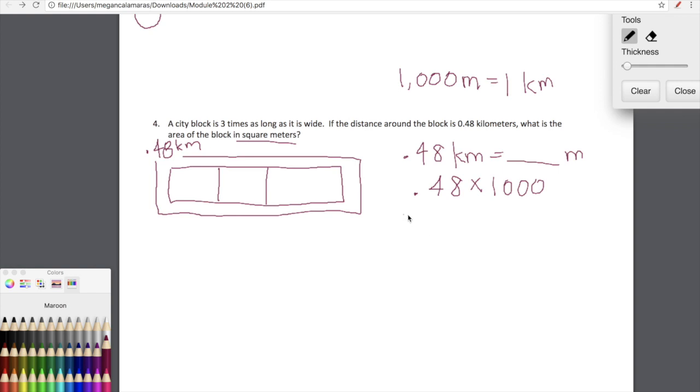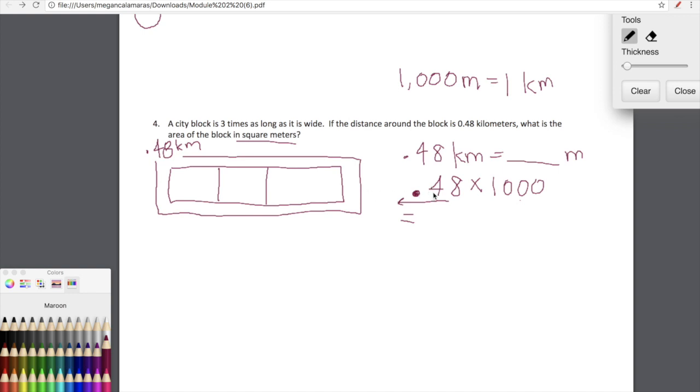We can do this in our head. Think about the place value chart. We're multiplying by 1,000, and there are 3 zeros in 1,000, so the decimal place is going to stay exactly where it is, but these digits are going to shift 1, 2, 3 spaces to the left.